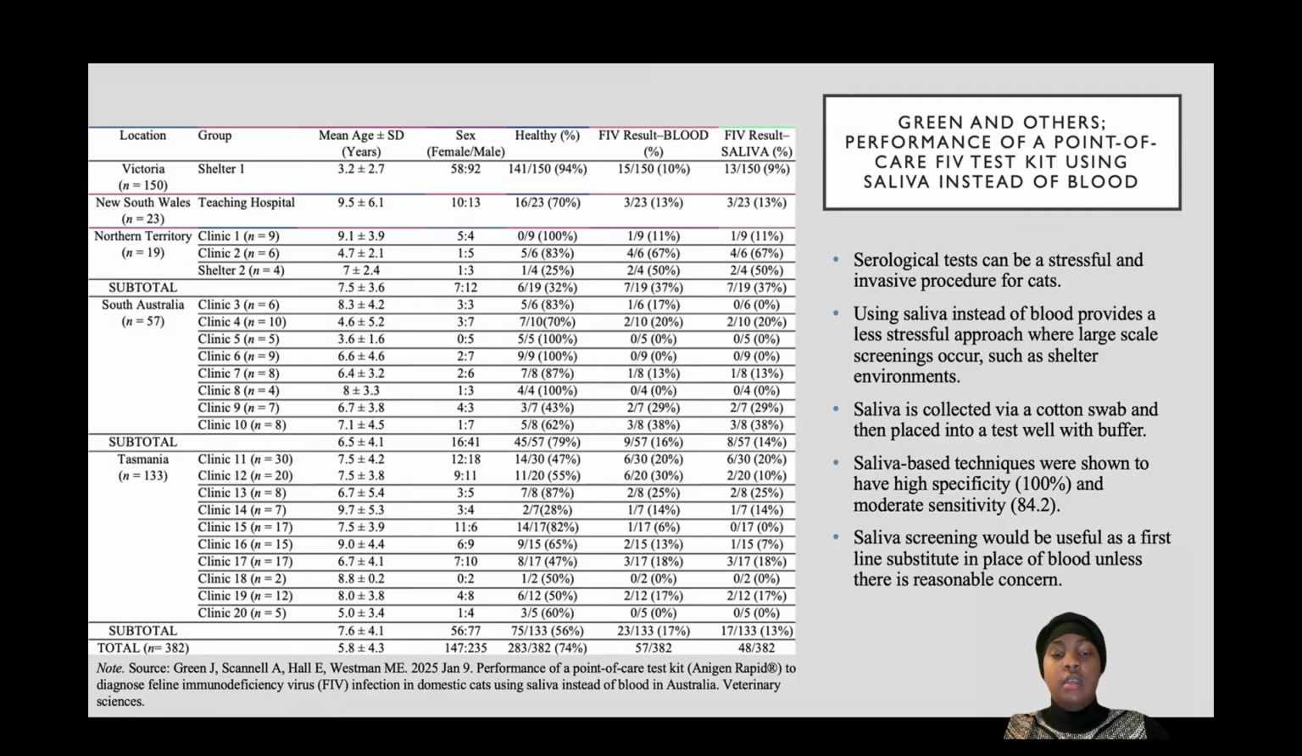blood-based methods. The saliva-based method is inexpensive, minimally invasive, and practical, particularly for shelter screening. The author suggests that it's a viable first-line test, with confirmatory blood testing being required when there is reasonable concern for infection in a cat.